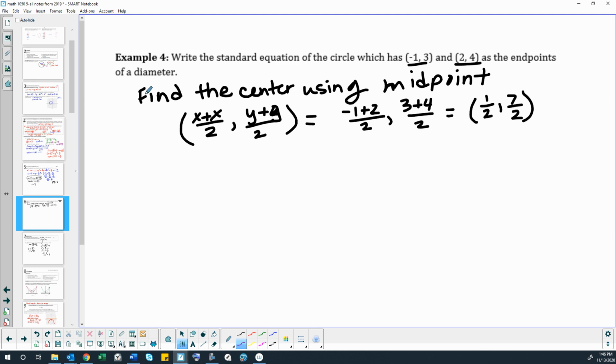Okay, now the other thing we need, remember when we're finding the equation, we need to know the center. The other thing we need to know is the radius. So we're going to find the radius by using the distance formula.